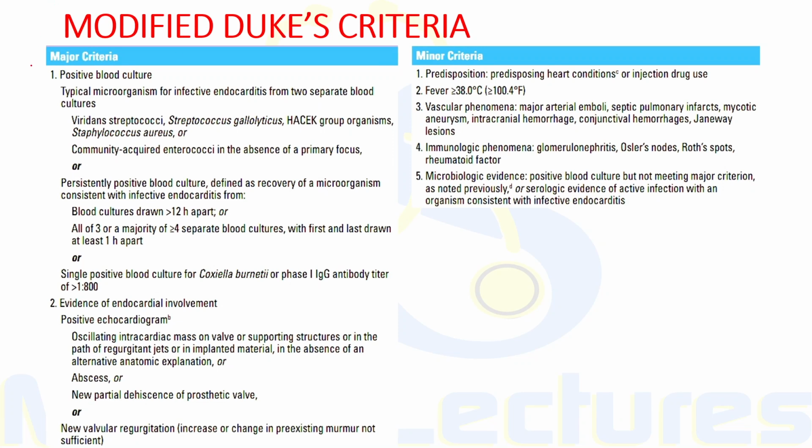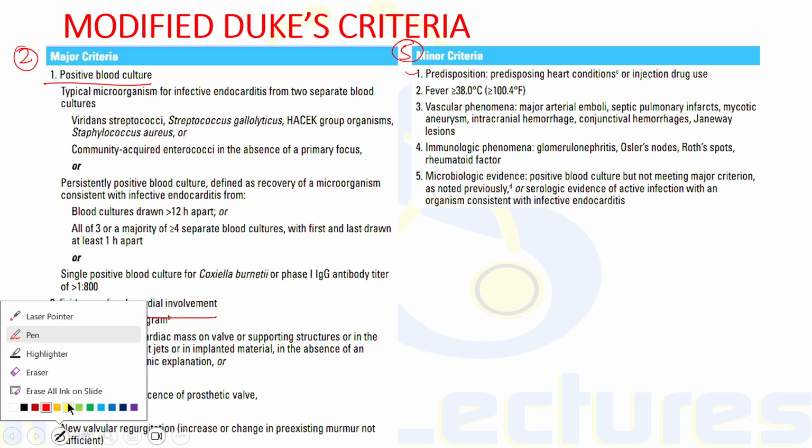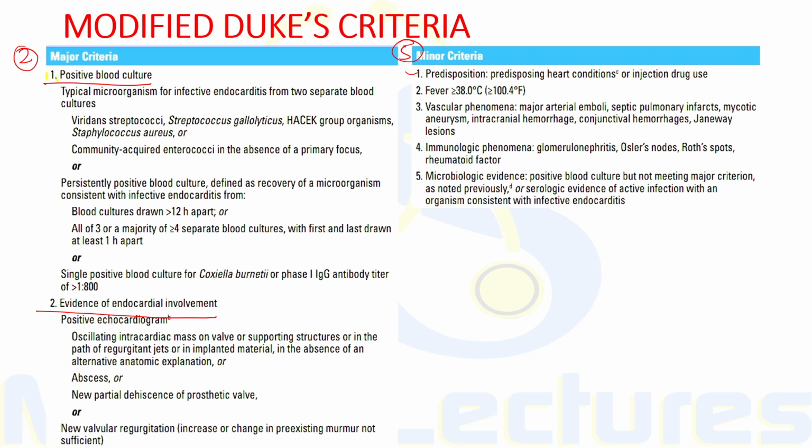So as we discussed, we have two major criteria. First is positive blood culture and second is evidence of endocardial involvement, and then we have 5 minor criteria. So positive blood culture, if a typical microorganism for infective endocarditis is considered, this should be positive from 2 separate blood cultures.